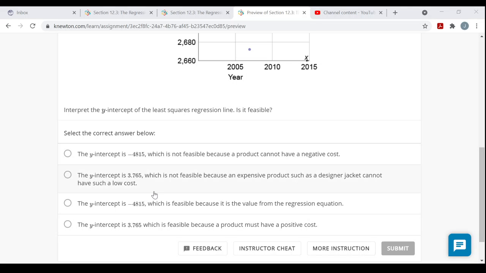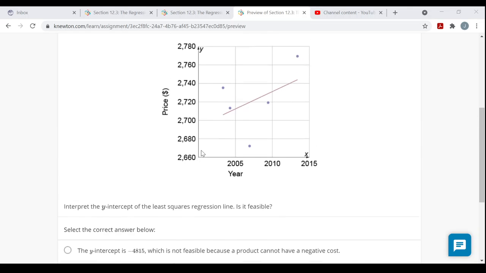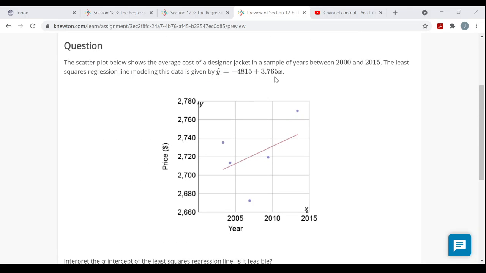Now, of these, the first and the third one are the only possible ones because the y-intercept, the other ones give us the slope. The slope of this line is 3.765. Now remember what the slope means. The slope of this best fit line is 3.765. That means if I'm on this line and I increase the year by 1, the average cost of a designer jacket, or the predicted value, the y hat, will increase by 3.765, or almost $3.77. That's what slope means.